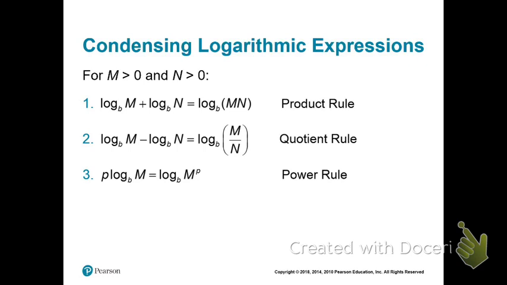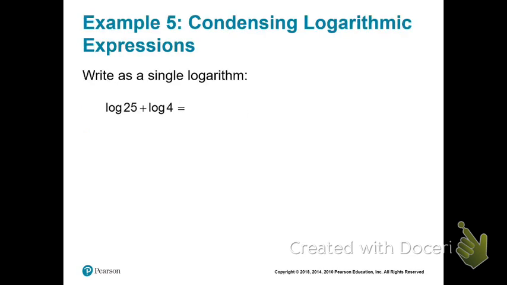Alright, and there are our rules again. Same things, but now we're going to condense them. So the rules are the same, we just go the opposite direction. So we're going to write this as a single logarithm. And so we can see we have log of 25 plus log of 4. They have the same log base. They're being added, so we can combine them by multiplication.